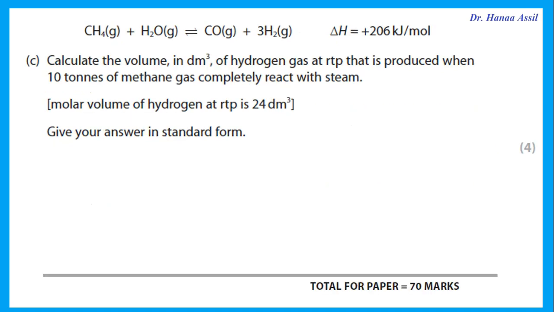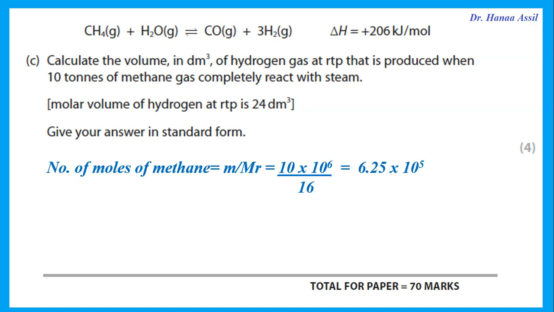Calculate the volume of hydrogen gas that is produced when 10 tons of methane gas completely react with steam. So, we have 10 tons of methane. What is the volume of hydrogen? Of course, the first thing we do is get the number of moles of methane. You should know that 1 ton is 10 to the power 6 grams.